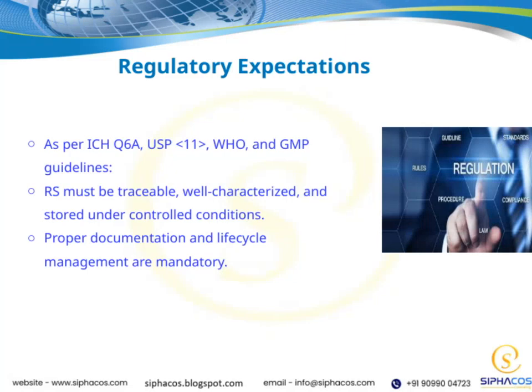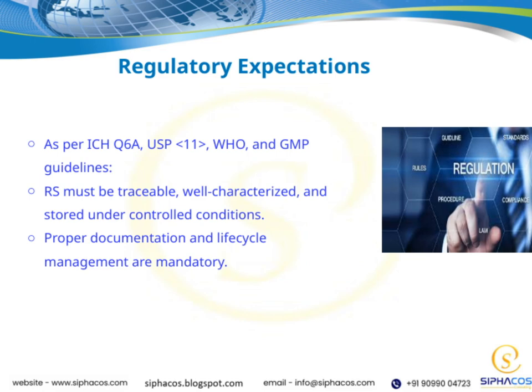According to ICH Q6A, USP 11, WHO, and GMP guidelines, reference standards, or RS, must be traceable throughout the entire process. This means we need to be able to track their origin, movement, and use at each stage. They also need to be well characterized, so we understand their properties and ensure they meet quality standards. Additionally, proper storage under controlled conditions is essential to maintain their integrity and quality over time. Furthermore, proper documentation is mandatory, keeping detailed records of every step related to RS.